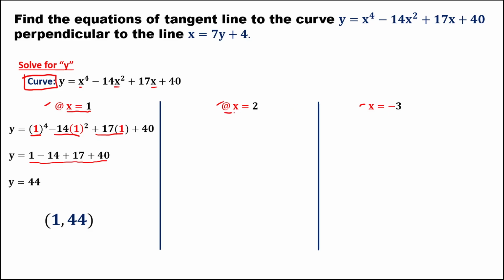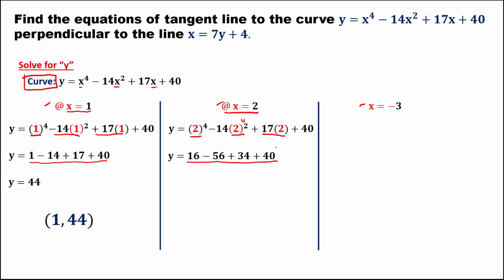Then for x equals positive 2, to simplify, this 2 to the power 4 is 16. Then 2 to the power 2 is 4, and 4 times 14 is negative 56. Then 17 times 2 is 34. Then bring down positive 40. Then add all these numbers. So y equals positive 34. So the coordinate is positive 2 and positive 34.